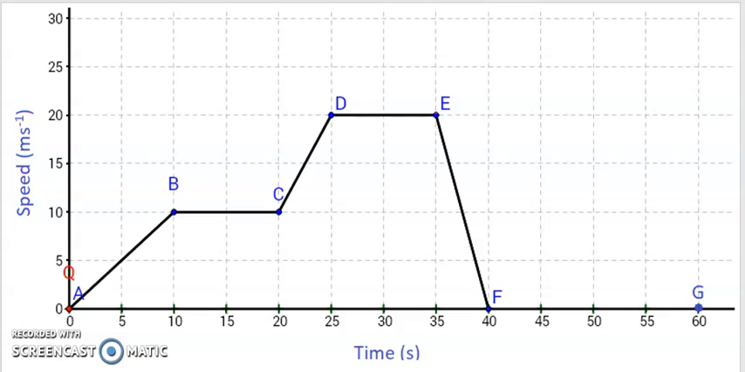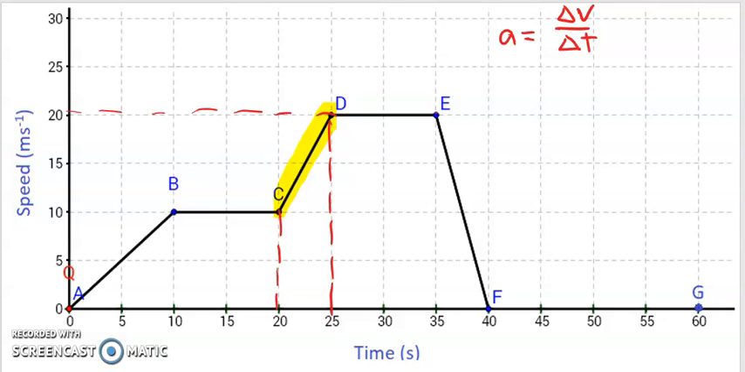So we'll start off with section C to D. Now remember, our formula for calculating acceleration is acceleration equals change in v over change in t. And to get those values, we're going to be reading the graph.